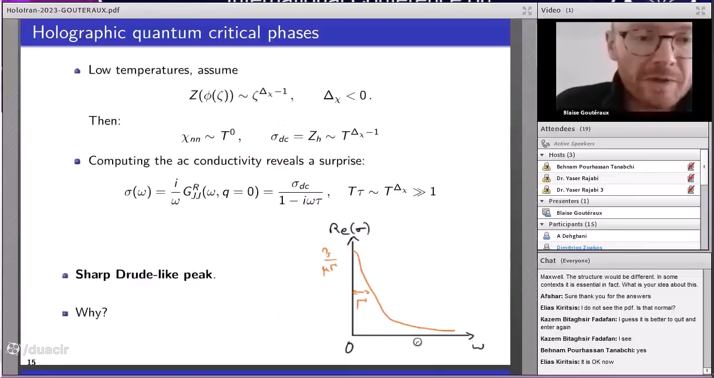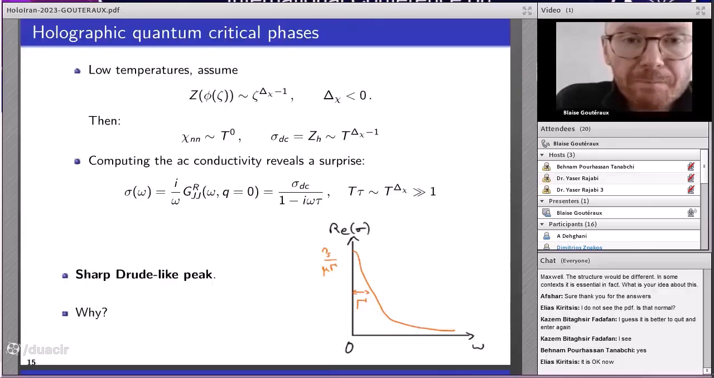So this is the expectation when we go through the computation, assuming that the coupling has this kind of form, z to the delta chi minus 1, and taking delta chi to be negative. Then the static susceptibility goes to some constant. The DC conductivity diverges at low temperatures, so we have conductors, we're describing conducting phases, metallic phases if you like. Then when we compute the AC conductivity, we get a surprise.